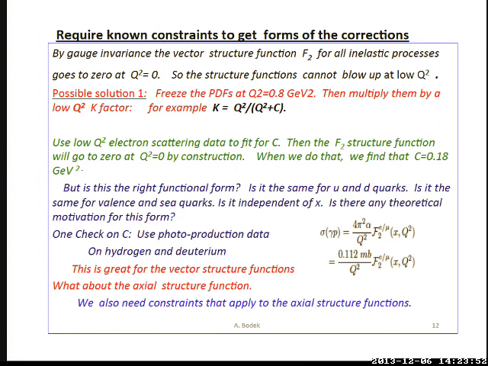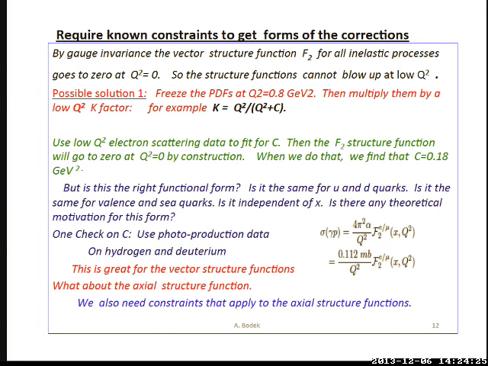The first thing you know is that by gauge invariance F2 for all inelastic processes must go to 0 as Q square goes to 0. So the structure function cannot blow up. And of course, the PDFs do not make any sense below Q square equal to Q0 square. So you freeze the PDF at Q square equal to Q0 square. And you could, for example, multiply by a K factor. We all know about K factors in QCD to account for higher order corrections. And if you want to go to Q square equal to 0, the K factor should take the form Q square over Q square plus C.